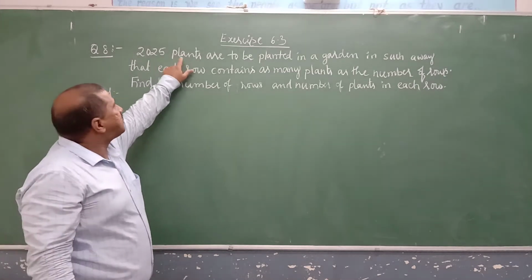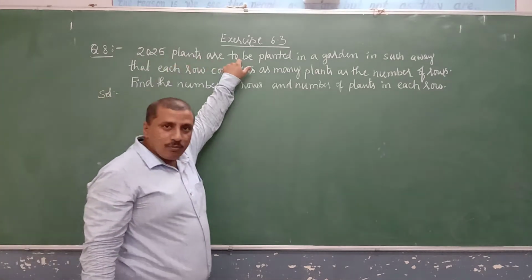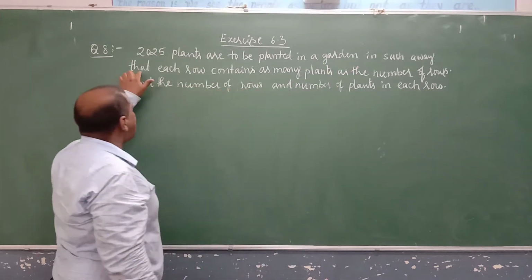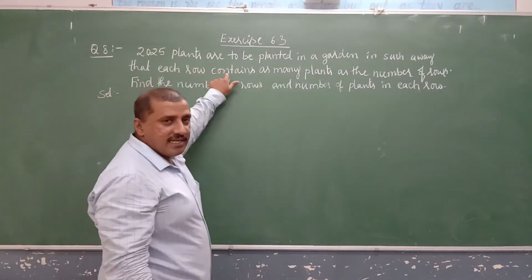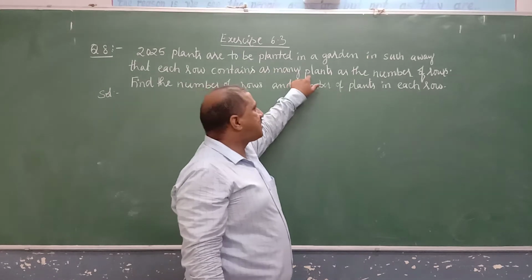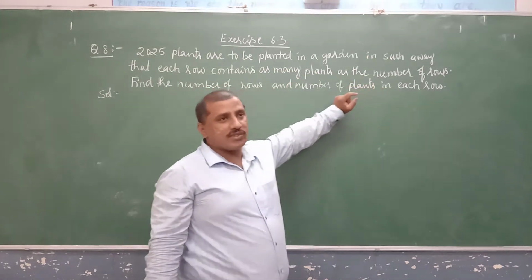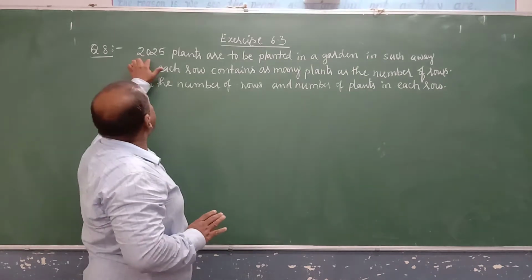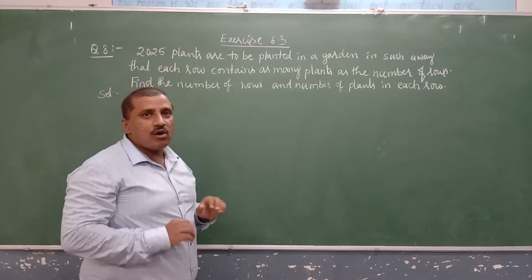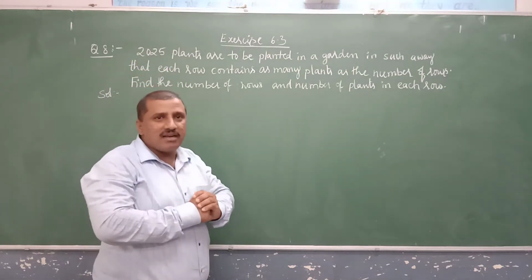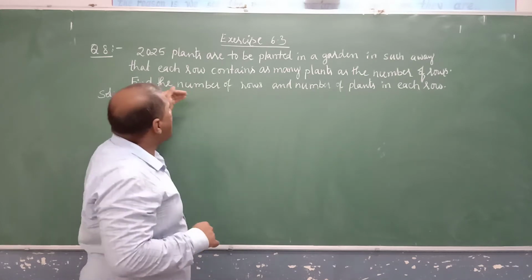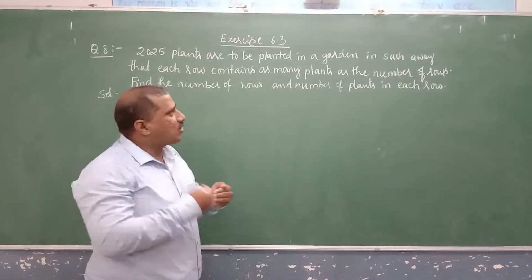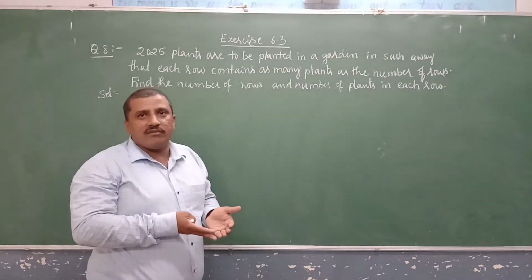2025 plants are to be planted in a garden in such a way that each row contains as many plants as the number of rows. So there is a garden. In that garden 2025 plants are planted. How are they planted? Are they planted irregularly? No, they are planted in rows. Some rows, we don't know how many rows there are, and in each row how many plants there are, we also don't know.